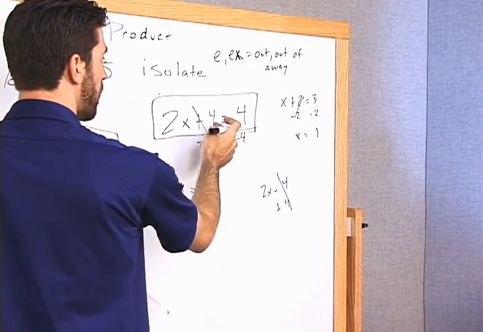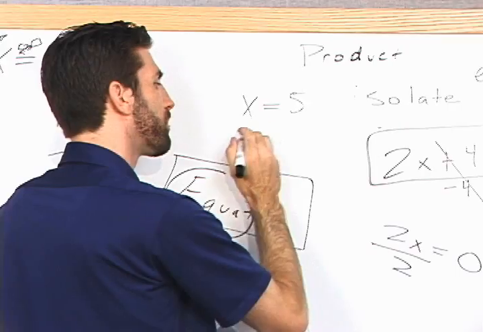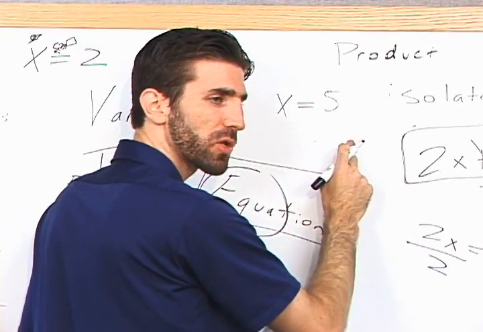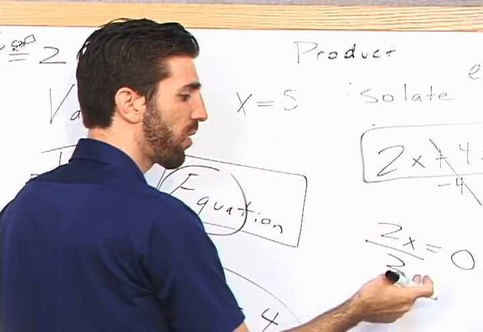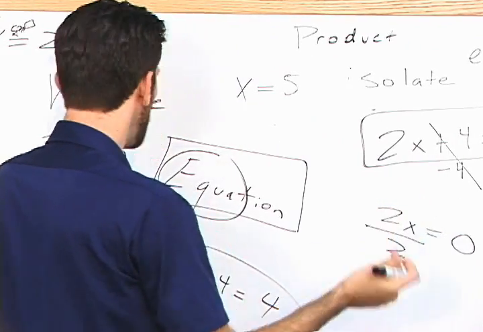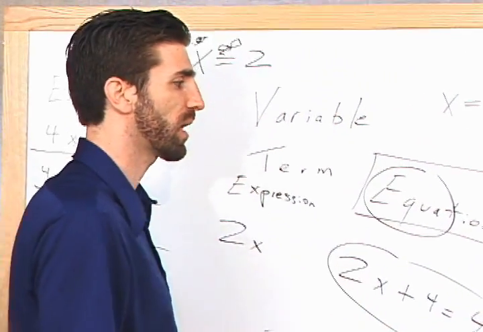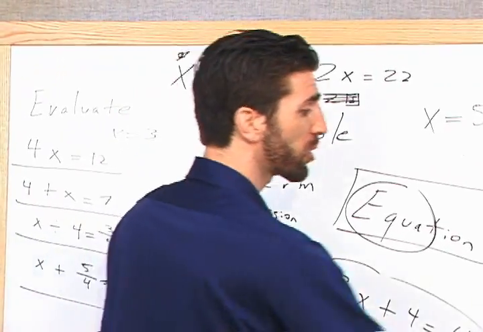So if that made sense, over here we had plus 4. We did the opposite. Just think, addition is the opposite of subtraction. Multiplication is the opposite of division. So here we have minus 4 when there's plus 4. Here we have divided by 2 when it was a multiplication problem. And remember, 2x means multiplication, 2 times x. So 2x equals 0. We're going to divide by 2 on both sides of the equation.